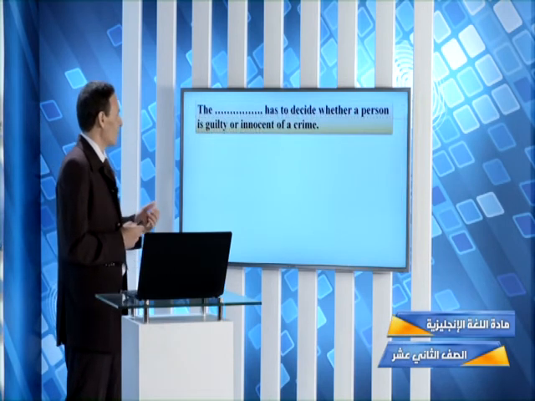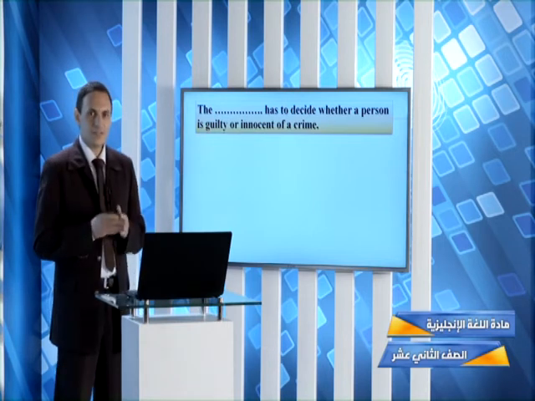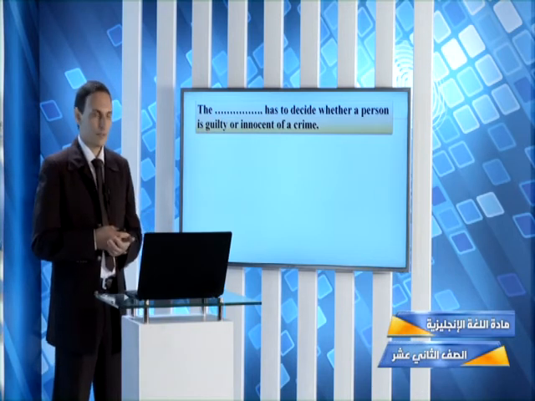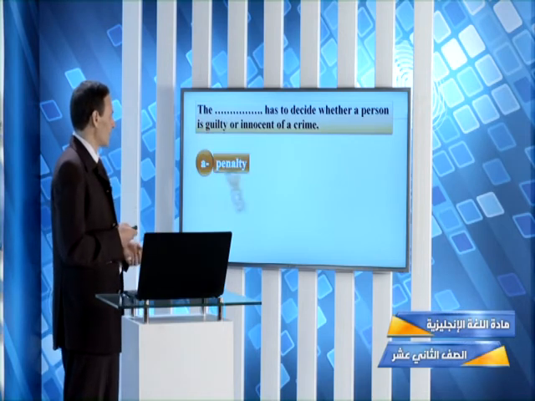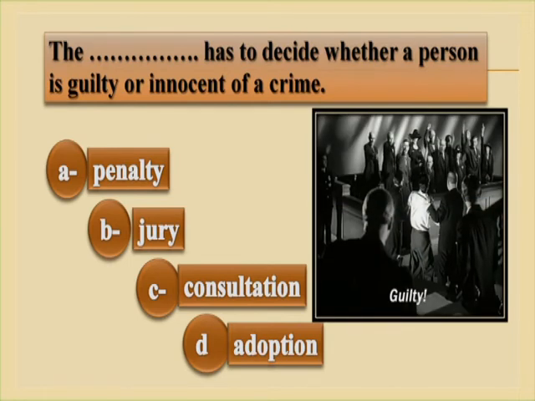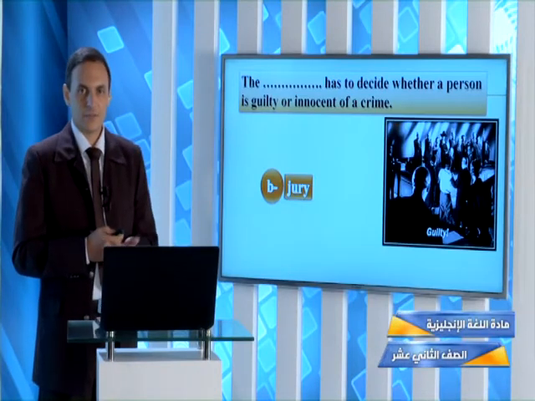Next sentence, the, and then space, has to decide whether a person is guilty or innocent of a crime. Who decides whether a person is guilty or innocent of a crime? Penalty, jury, consultation, or adoption? Here is an extra visual clue. What do we call 12 ordinary people who listen to a case in a court and then decide whether that person is guilty or not? We call that jury. The jury has to decide whether a person is guilty or innocent of a crime.